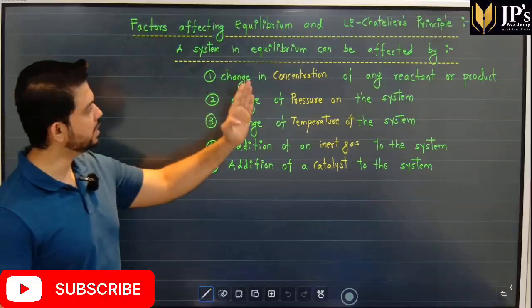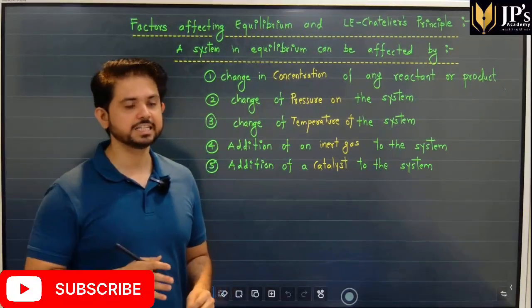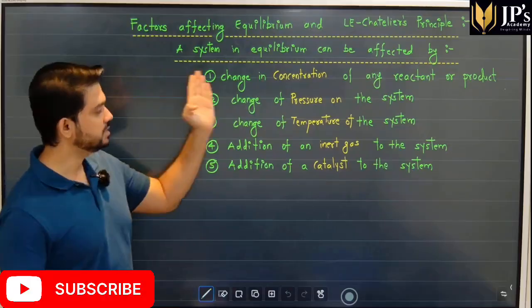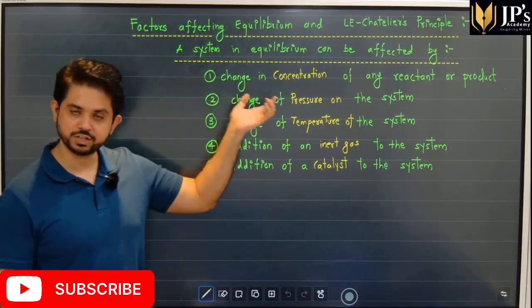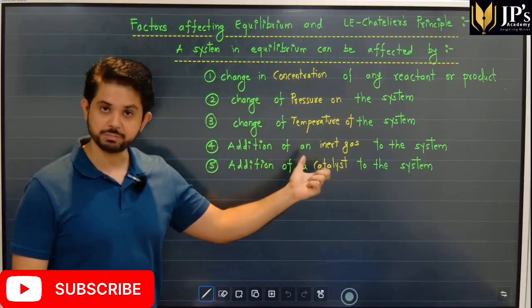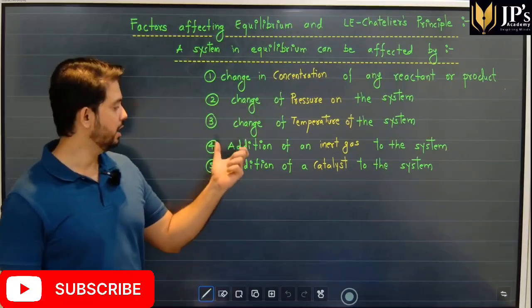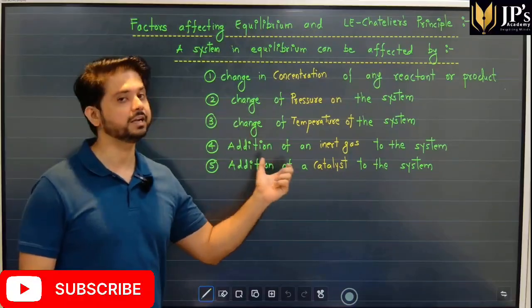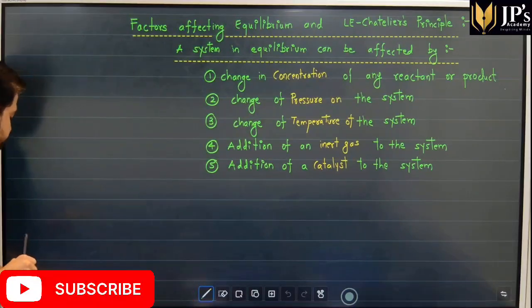Next, students, we have the different factors which affect equilibrium, and Le-Chatelier's principle. Now, a system which is in equilibrium can be affected by these parameters: a change in concentration, a change in pressure or a change in volume, change in temperature, addition of an inert gas, and addition of catalyst. Let's tackle each and every one of these.